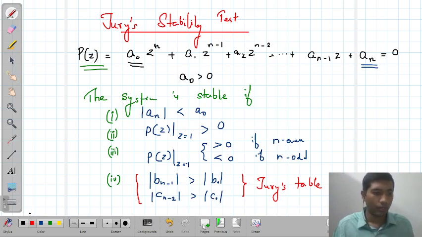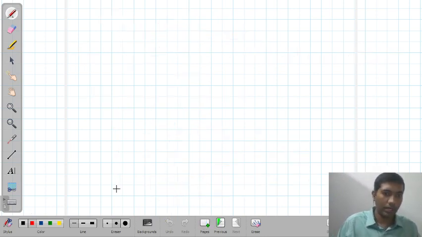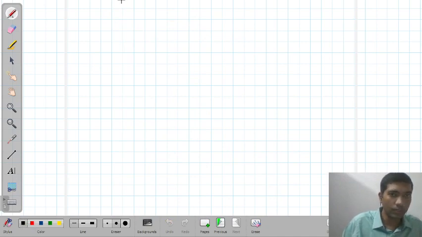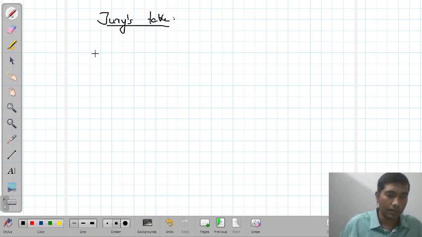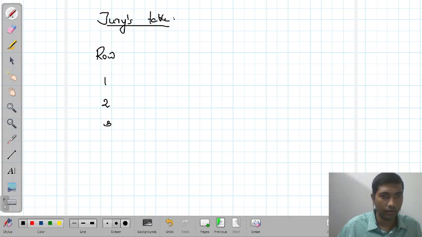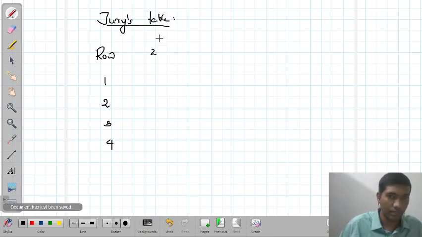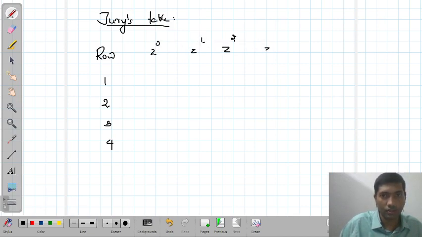In order to construct Jury's table, it's very easy. There is nothing much difficult in this. Here you need to write rows: row 1, 2, 3, 4, and so on. And at the top you need to write z raised to 0, z raised to 1, z raised to 2, z raised to 3, etc., up to z raised to n.